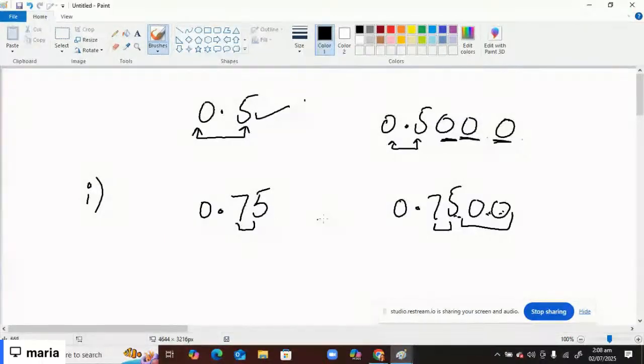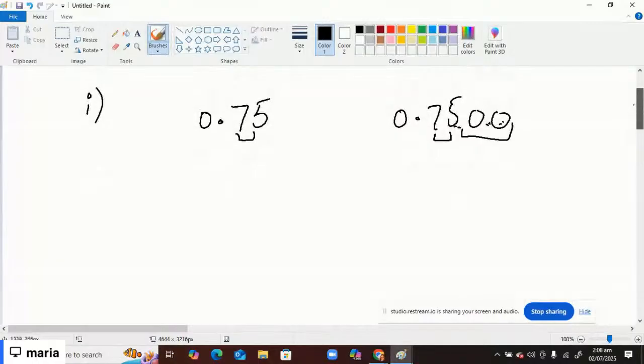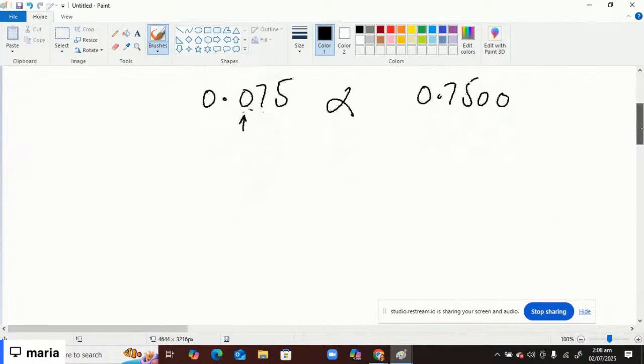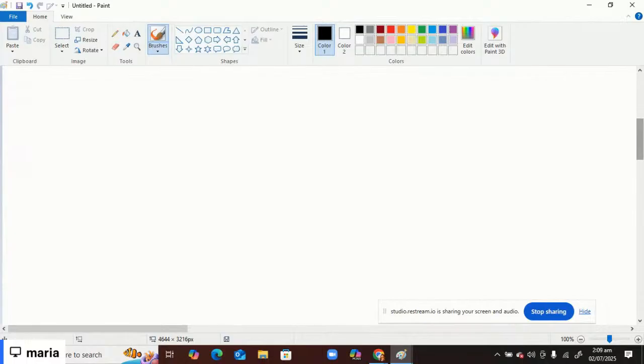But if we talk about this one, 0.075 and 0.75, with double zero here, these are not equivalent. Why? Because the zero is in the middle now. This represents 0.07 and here it represents 0.7. So we can say that these are not equivalent. Here I'm going to write the two kinds of decimals, equivalent and not equivalent. You tell me which one is equivalent.